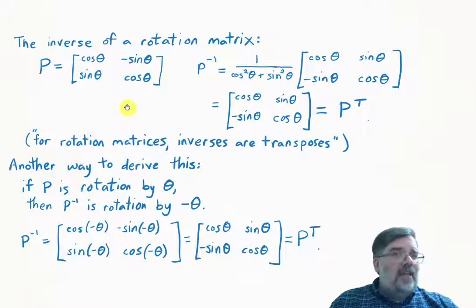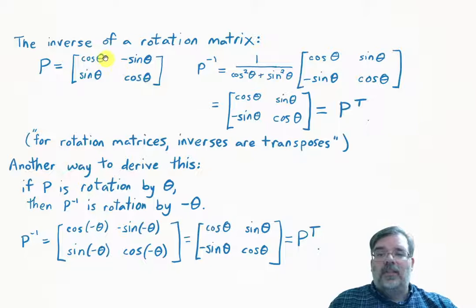But for a rotation matrix, calculating the inverse actually leads to some nice simplifications. The determinant of this matrix is cosine times cosine minus sine times negative sine. So in other words, the denominator is cosine squared theta plus sine squared theta. And remembering your trig identities or the Pythagorean theorem, this is equal to 1. Right, so this whole matrix is just getting multiplied by 1.